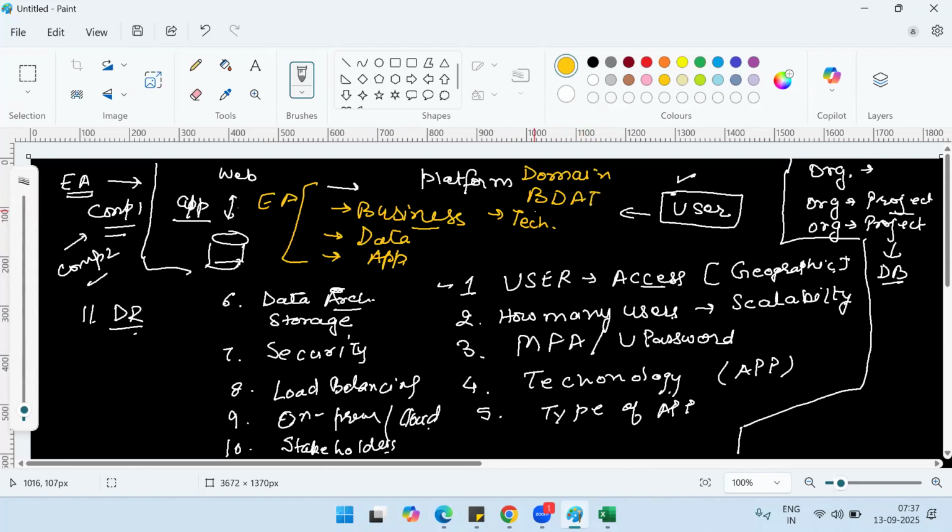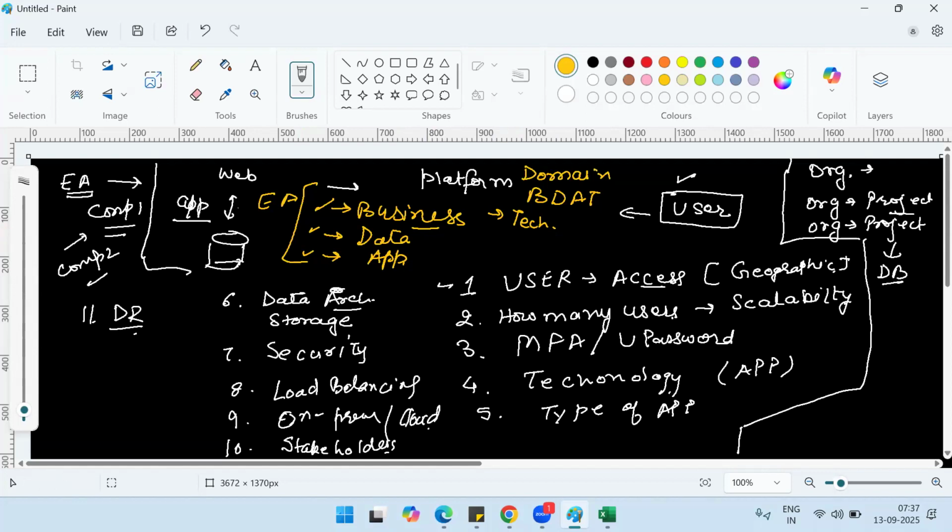These four terms we call BDAT. Again, this is for exam purposes also, so you need to know these. Whatever is required from the exam point of view, I will highlight that also. So here you can see you need to know this.